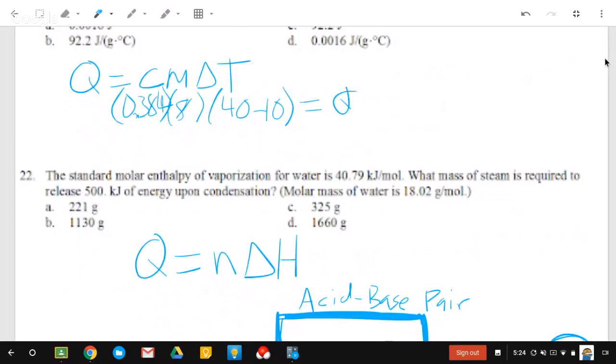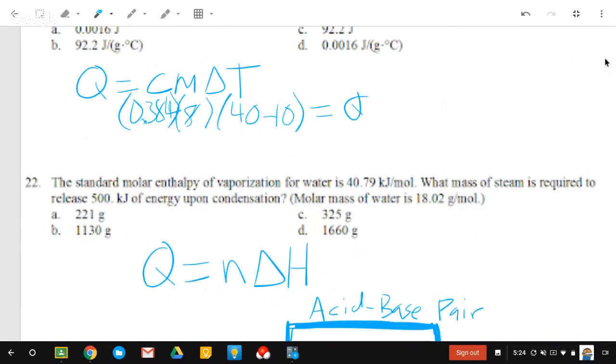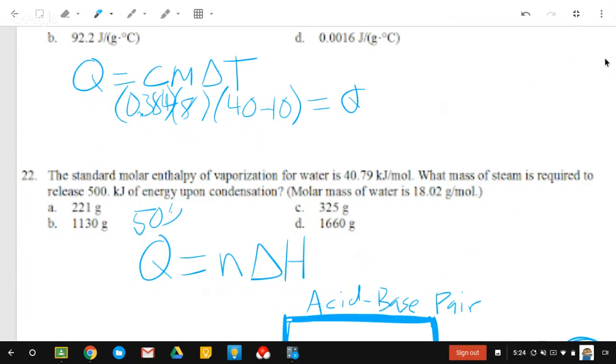22, same idea. In this one they give us the kilojoules of energy, so we're going to plug that in. So that's 500 is going to be equal to N times 40.79. There's the setup for that one. So N is going to be in moles. And then we got to convert to grams. That's what we have to do there. They tell you it's water, so the mass of it is easy. It's just 18.